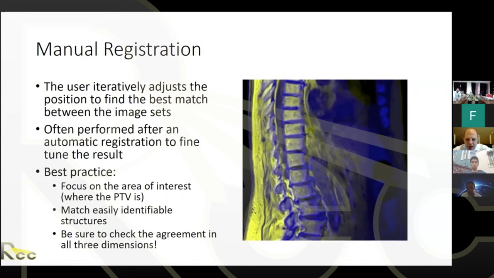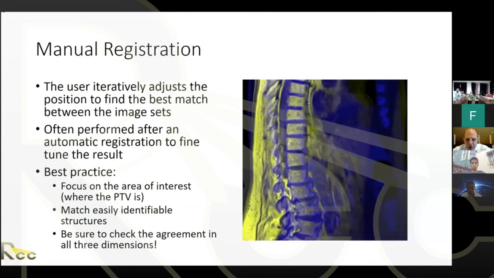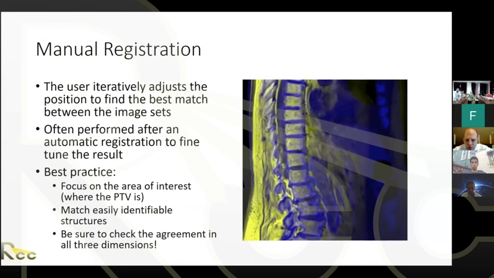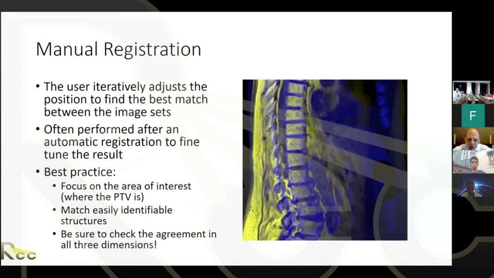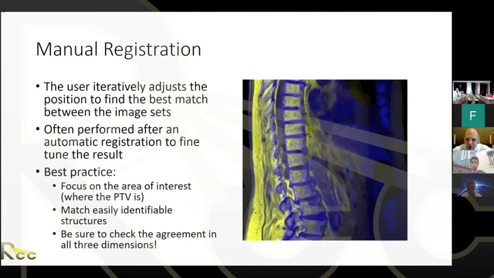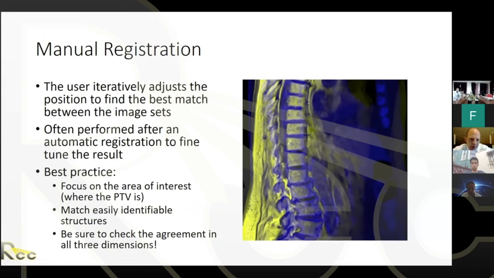So as a best practice, it's good to focus on an area of interest where the PTV is, to match easily identifiable structures, and to be sure to check the agreement in all three dimensions. So for instance, you may get a great match in one dimension, but then you go to the next dimension and you find that you're off by a lot. So it's good to check all three, and once you have something you like, to verify in all three dimensions.